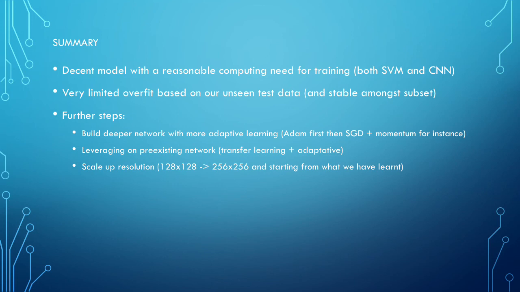Further steps would be to build a deeper network with more adaptive learning, for instance, ADAM first, then SGD plus momentum with adaptive learning rate and regularization coefficients, or leverage a pre-existing network to transform and extract features from our image with an already trained network, then learning only the classification through one dense layer, or scale up precision, meaning we start with what we have learned on a 128 by 128 image and then train a neural network on a 256 by 256 image where we use as input what we have learned on a smaller image.